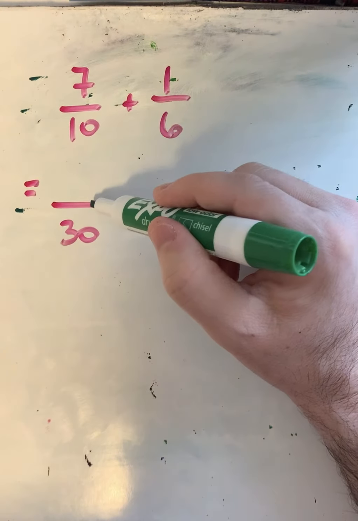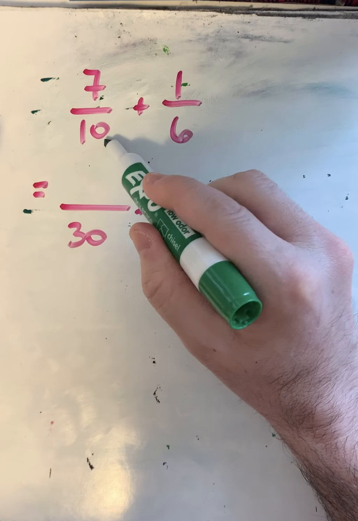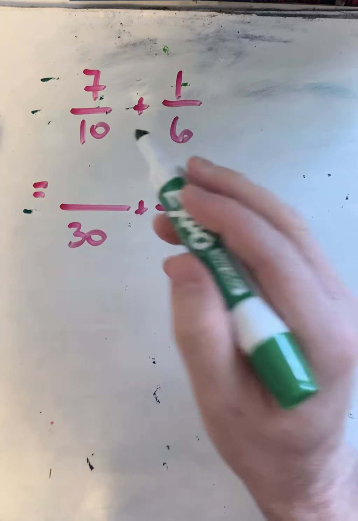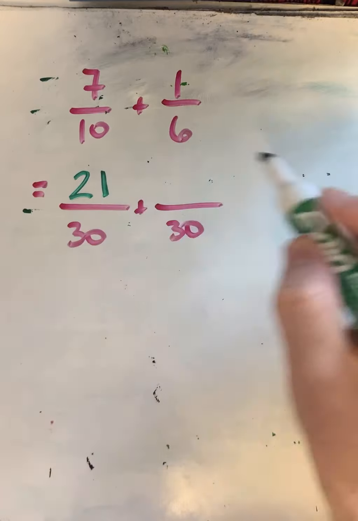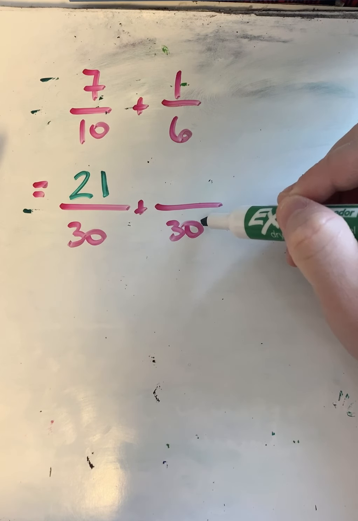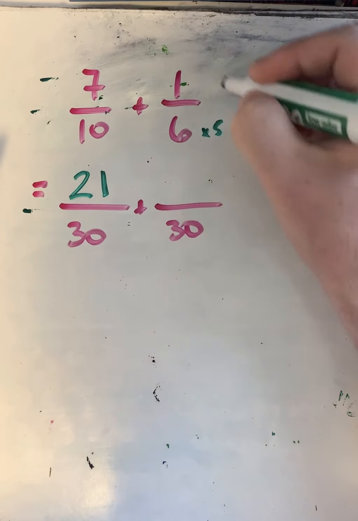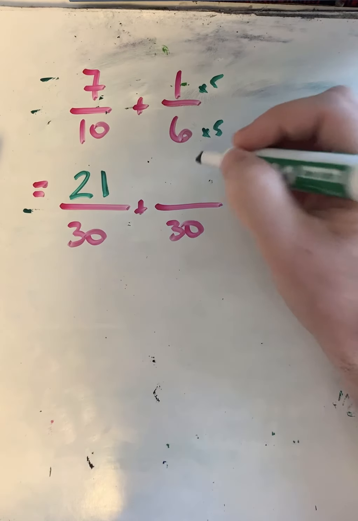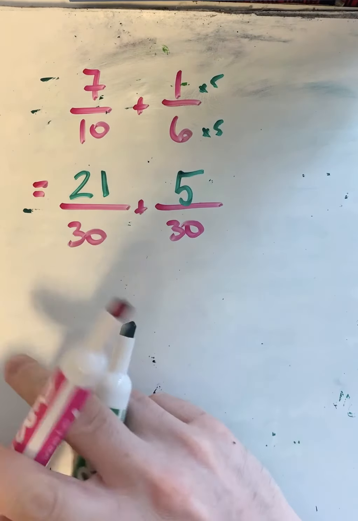How did I get from 10 to 30? Well, I multiply by 3. So I'm going to multiply this by 3 as well. 7 times 3 is 21. How do I get from 6 to 30? I multiply by 5. So if I multiply that by 5, I multiply that by 5, and this is going to become a 5.